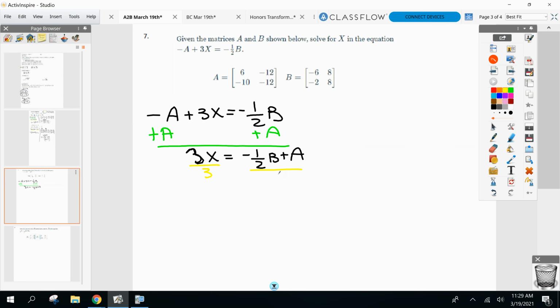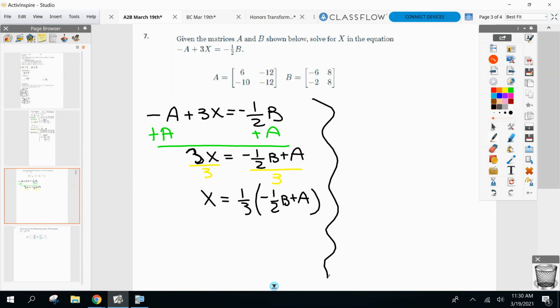Perfect. Divide by 3. But as Liz knows, we don't like to divide matrices. We like to multiply them. So dividing by 3 is the same as multiplying all of that by 1/3. Good, Liz. Good work. Okay, take your time. Do -1/2 b, then add a to it, and then take 1/3 of all of it. I'll do it with you, but take your time. You guys can get ahead of me.